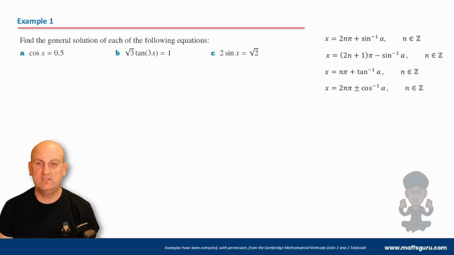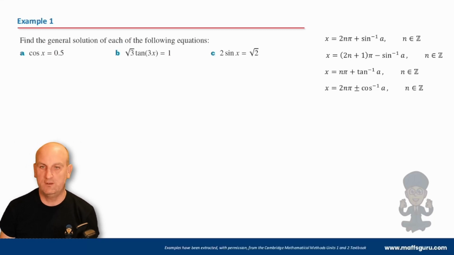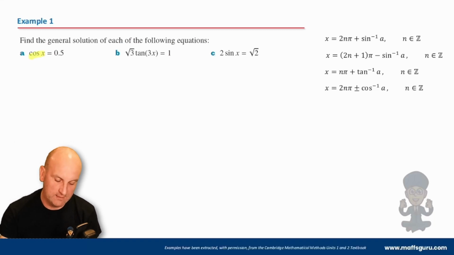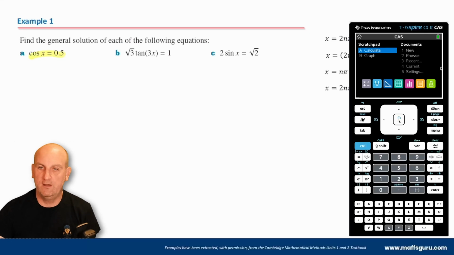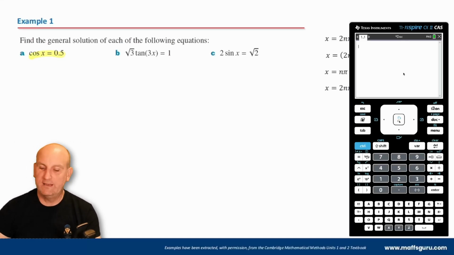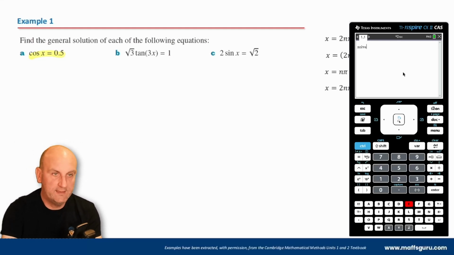Right, so find the general solution of each of the following equations. Okay, well, I know that we've pretty much done the first one already. Cos x is equal to 0.5. Now, if I was going to do this, I'd be firing up my calculator. Let's do a calculator screen. Please don't use the scratch pad, guys. It depresses the life out of me, all right? So I'm going to do solve. Typing in the wrong thing. Solve.